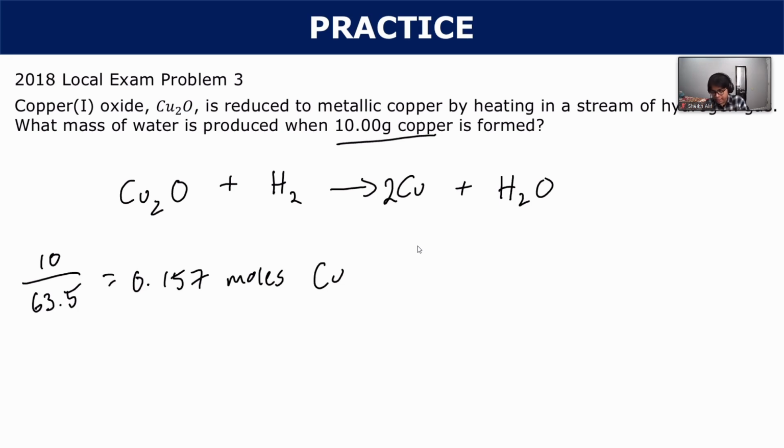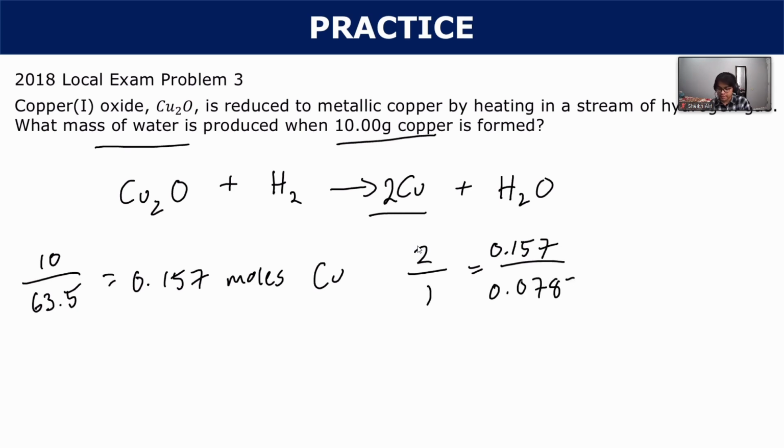But remember, everything else here is in a 2 to 1 ratio. So if we're trying to find the mass of the water produced, then we know that copper and hydrogen are in a 2 to 1 ratio. So if 0.157 moles of copper is produced, then that means there's going to be 0.0787 moles of water produced.